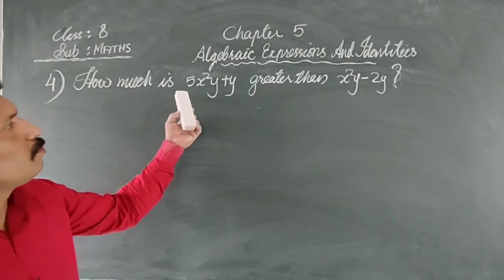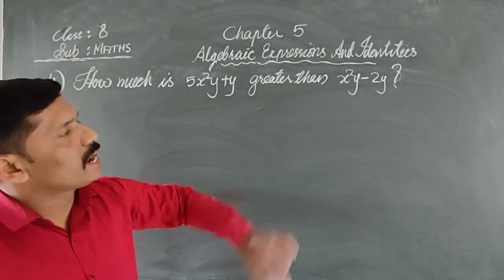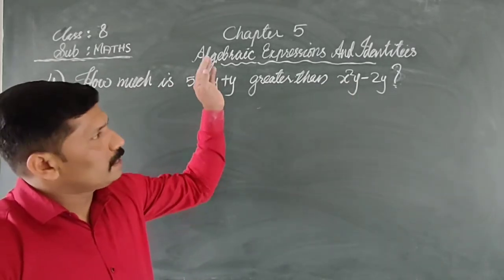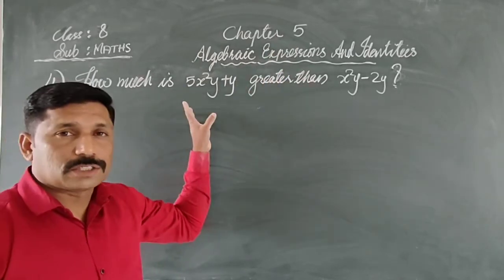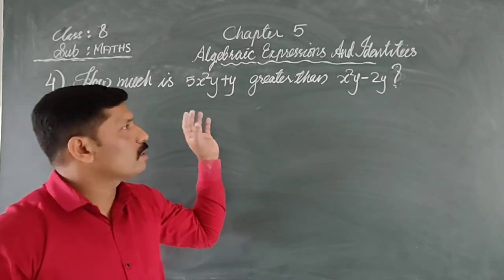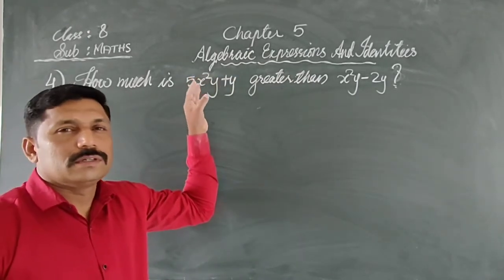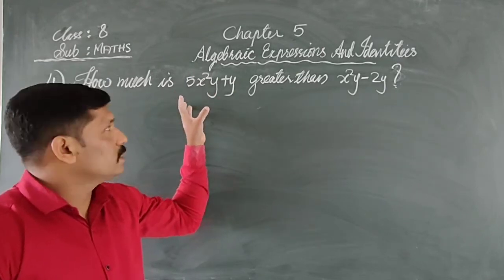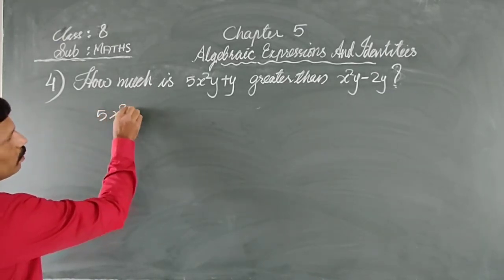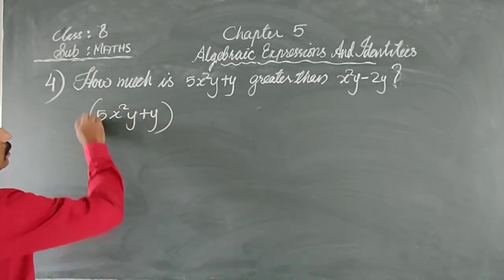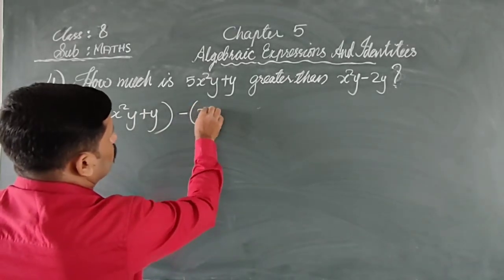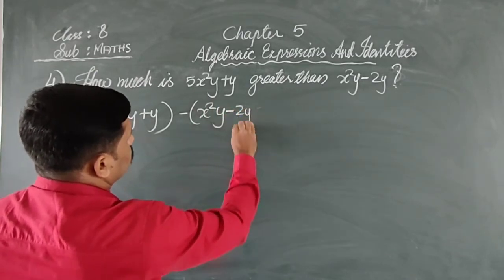Therefore, how much is 5x square y plus y greater than x square y minus 2y? Means this number is greater than this number. By how much? A number is say kitna jada. That means in order to find that, what do we want to do? We want to subtract this number. So we subtract 5x square y plus y minus x square y minus 2y.